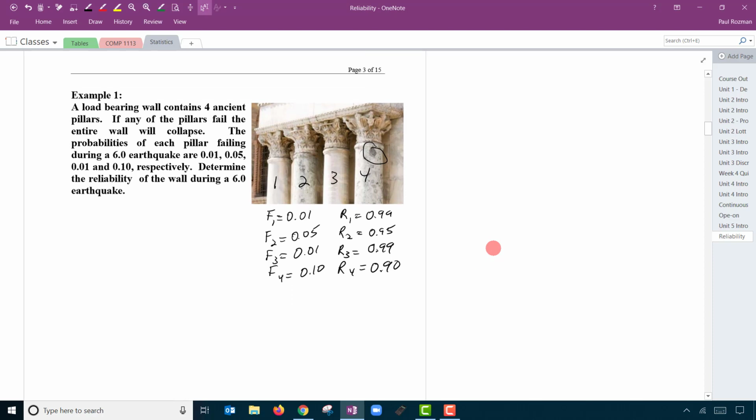Let's determine the overall reliability of this wall. Now, it was told to us that it will collapse if any of them fail. So if 1 fails, it fails. If 1 and 2 fail, it fails. If all 4 fail, obviously it fails. So this is in series. The reliability in series is just the product of the individual reliabilities. In this case, we have 4 columns, and we're just going to multiply those individual reliabilities together.